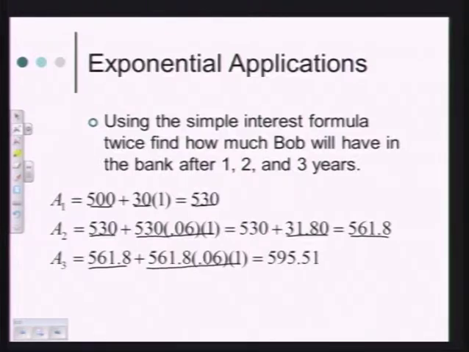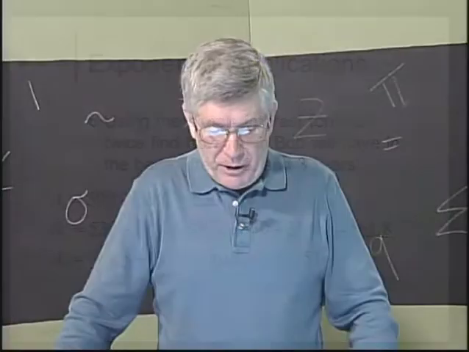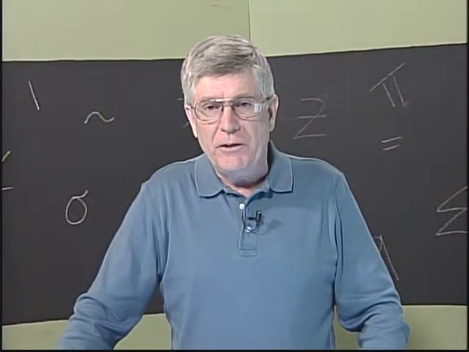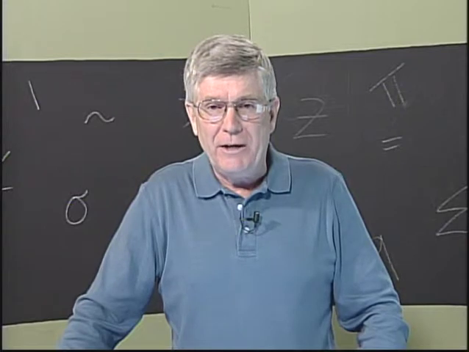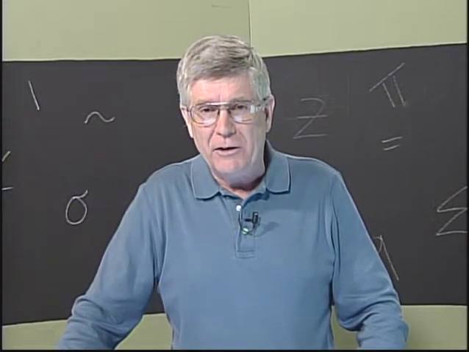In other words, that number times 0.06 times 1. And at the end of 3 years, he'll have $595.51 in the bank. Now, we could continue this from the 3rd year all the way to the 10th year in a very tedious set of calculations.